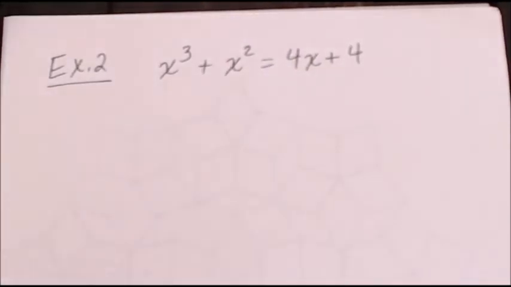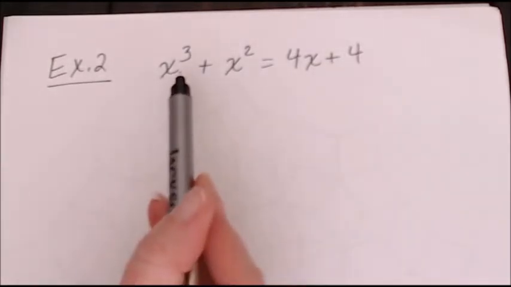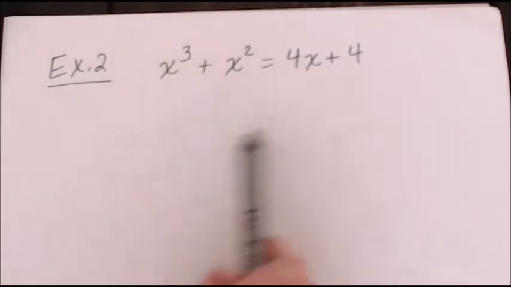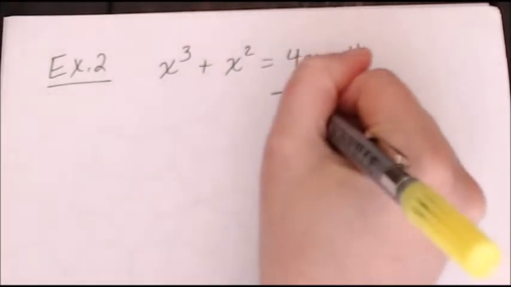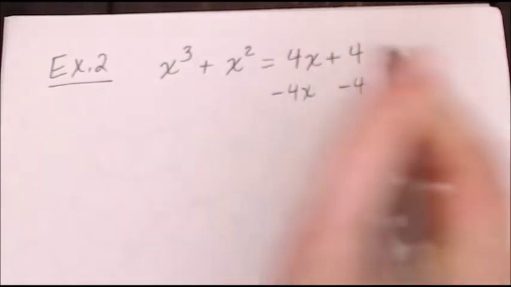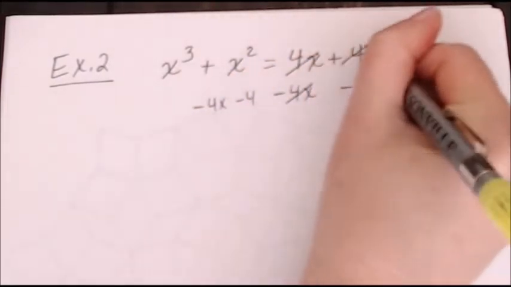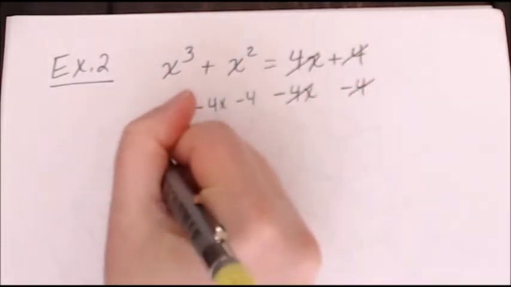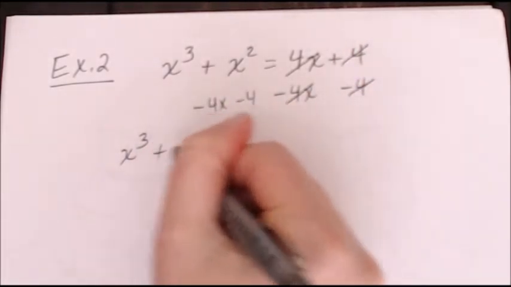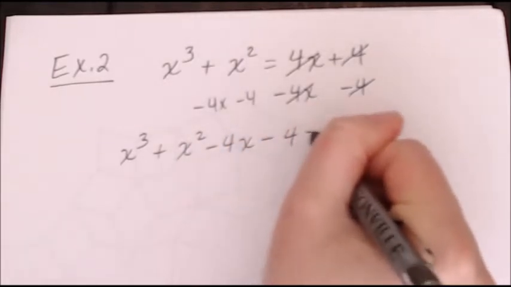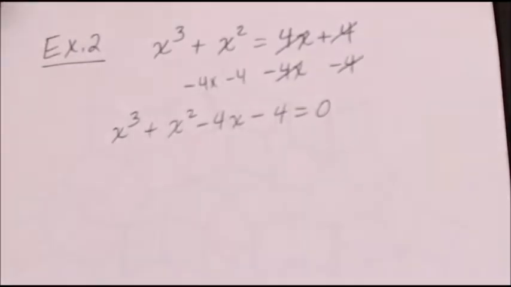And so whenever you have a polynomial equation, just like in the last example, we want to set everything equal to 0. The x cubed term is the highest degree term, and that's already positive, so I'm going to leave it where it is and move everything to the left side. So I'm going to subtract 4x and subtract 4. We can go ahead and do it in one step. Those go away, and write your answer in descending order. We get x to the 3rd plus x squared minus 4x minus 4 equals 0.